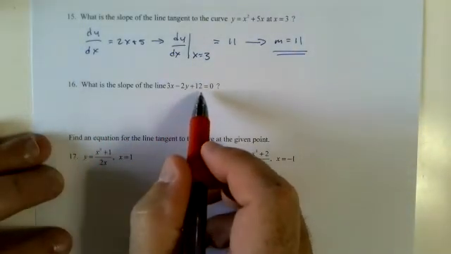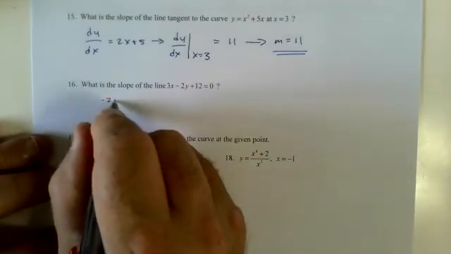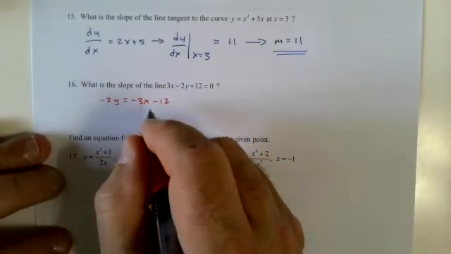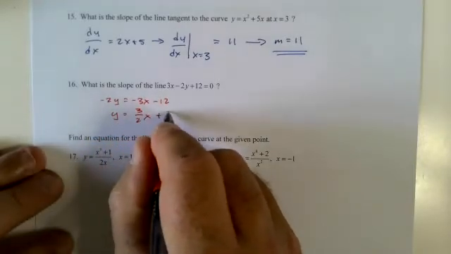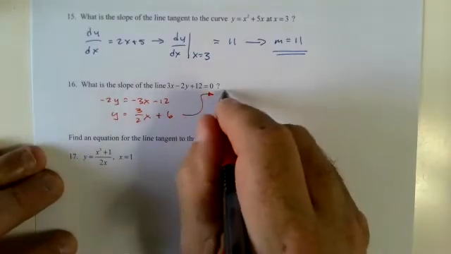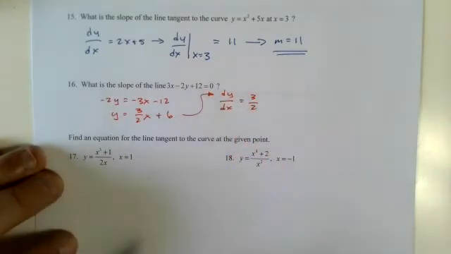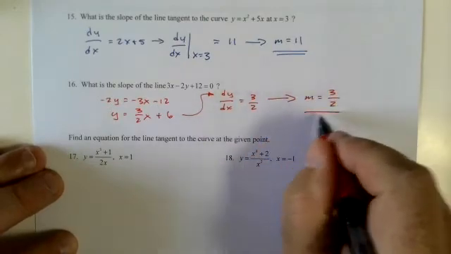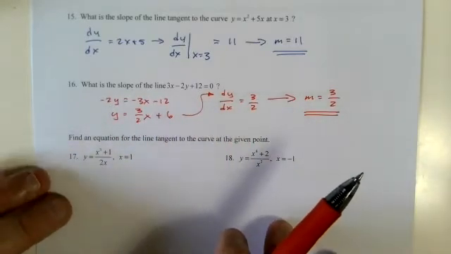What's the slope of the line 3x minus 2y plus 12? Now I'm hinting at something called implicit differentiation, but we ain't there yet. So -2y equals -3x minus 12. Y equals 3/2 x plus 6. dy dx is 3/2. I hesitated there because I was like, all right, am I supposed to plug something in? I lost my variable. That's not uncommon. What's going on? And we're good.